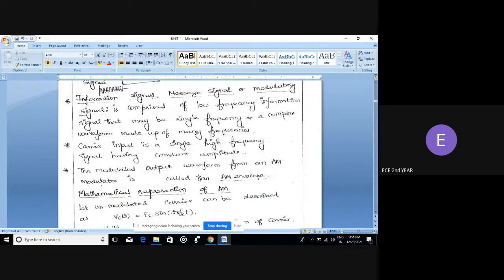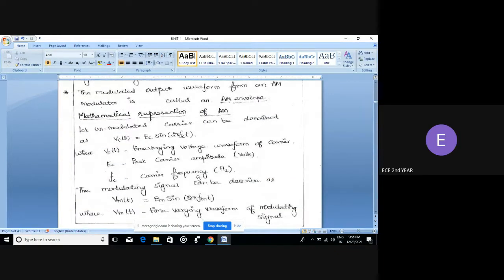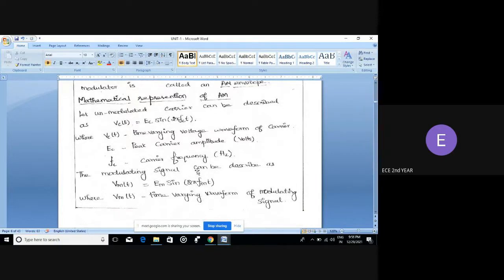Okay. Now we will see the mathematical representation of the AM signal. So we will consider all the three signals together here. One is the unmodulated signal, another is the modulated signal, and the third one is the carrier signal. First we see the unmodulated carrier wave, right? The representation of the unmodulated carrier signal is nothing but this one. Vc of t is equal to Ec sine(2 pi fc t). 2 pi fc is nothing but the angular frequency and Ec is the peak carrier amplitude, right?